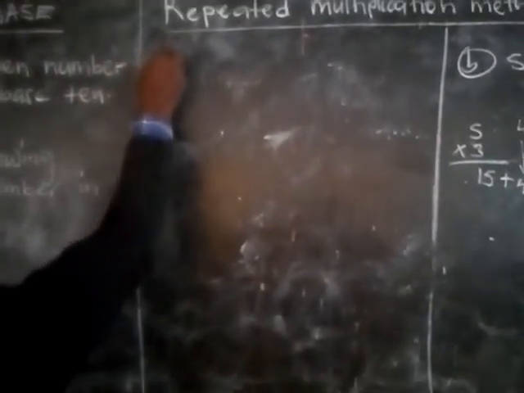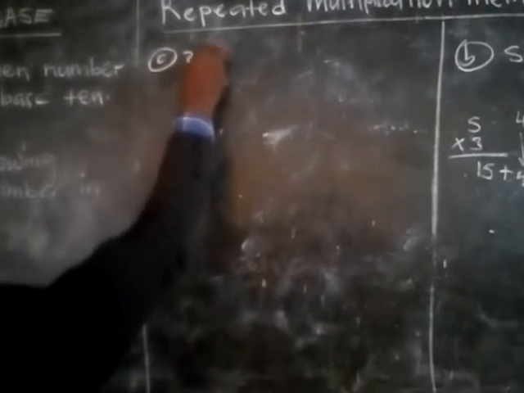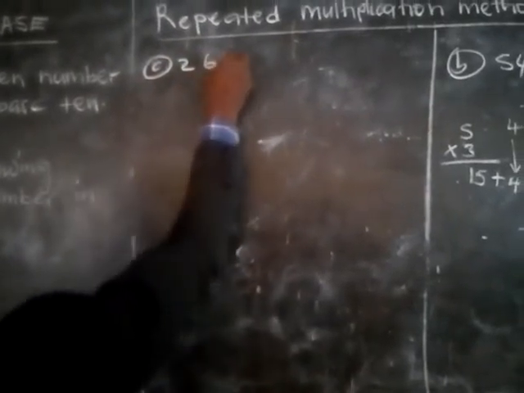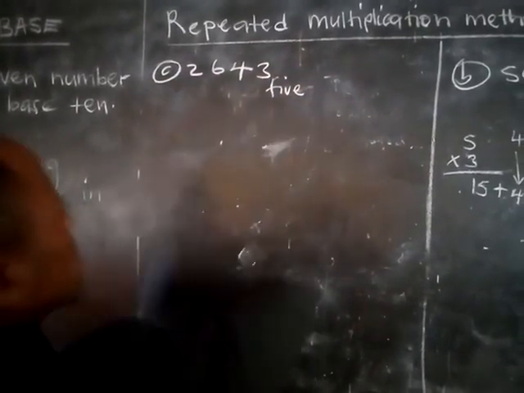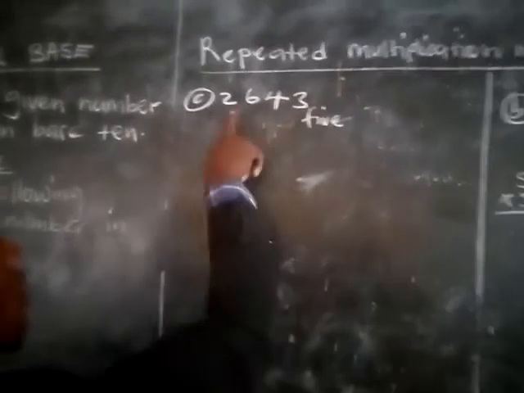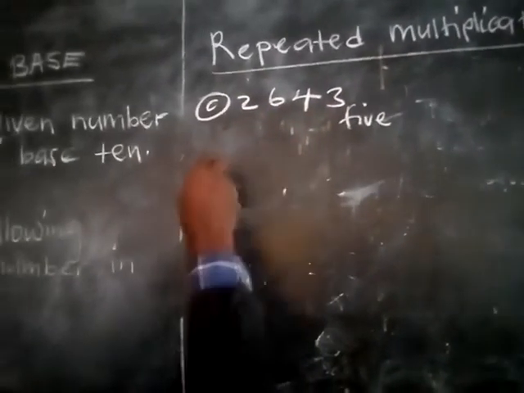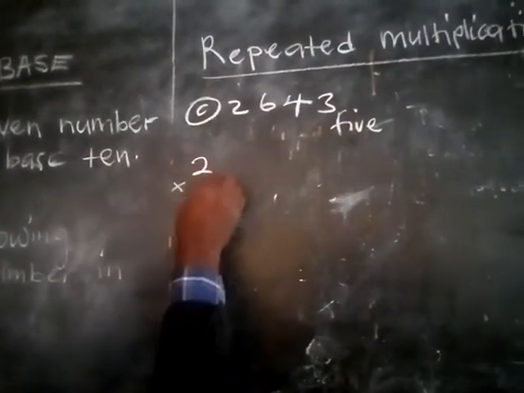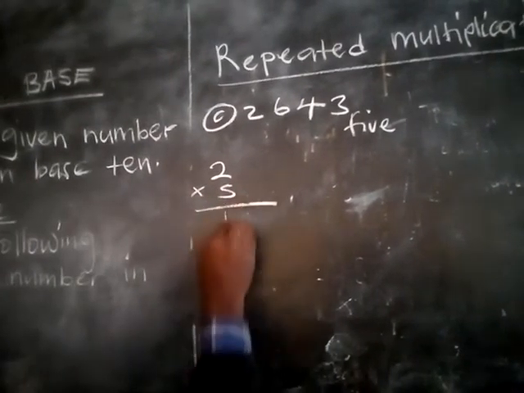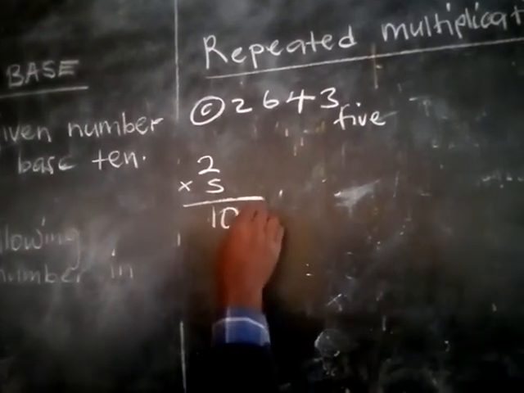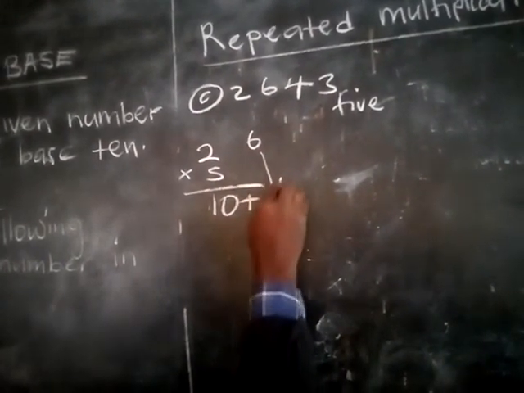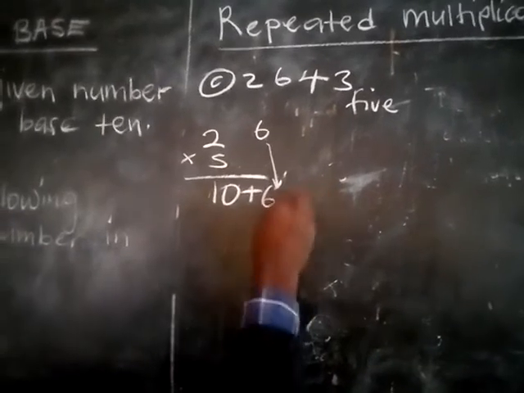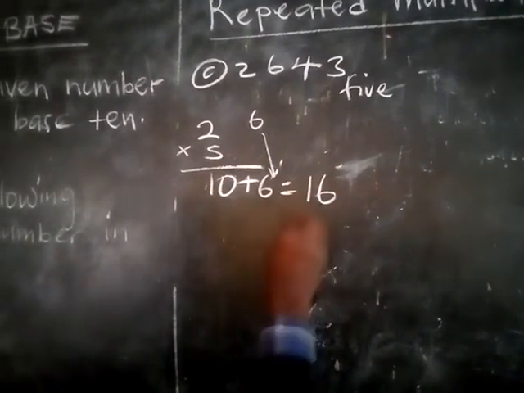Pause. Let's answer the C now, which is 2643 base 5. So using repeated multiplication, first take the base and multiply by the first digit, which is 2 times the base, 5. 2 times 5 we get 10. When you multiply, you add. So we add the second digit to it, which is 6. After getting the answer, which is 16, we multiply again.